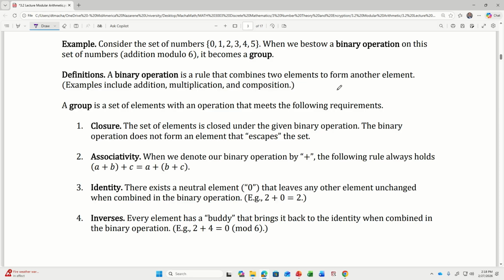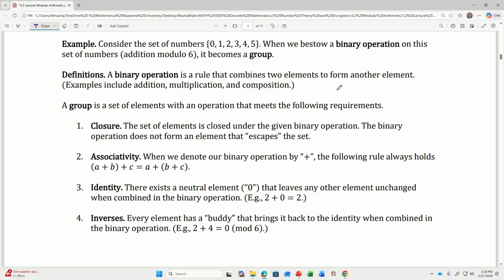Division would be a binary operation that doesn't work, because I could say 3 divided by 2, and that would give me 1.5, and that element doesn't belong to the set. So this would not be closed under division. And it wouldn't be closed under just plain old addition either, because 3 plus 4 is 7. But it is closed under addition modulo 6. So we have closure.